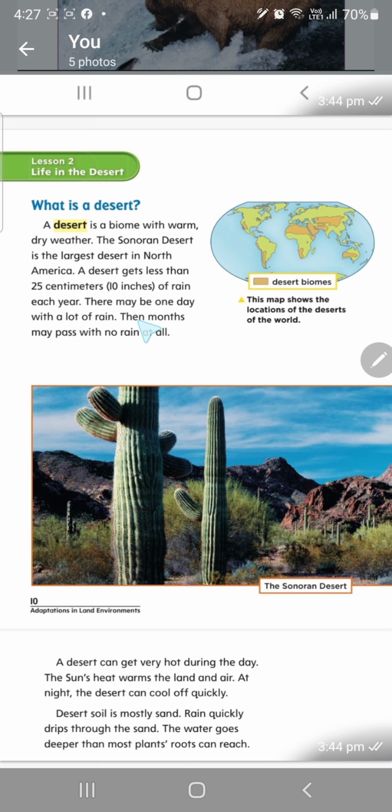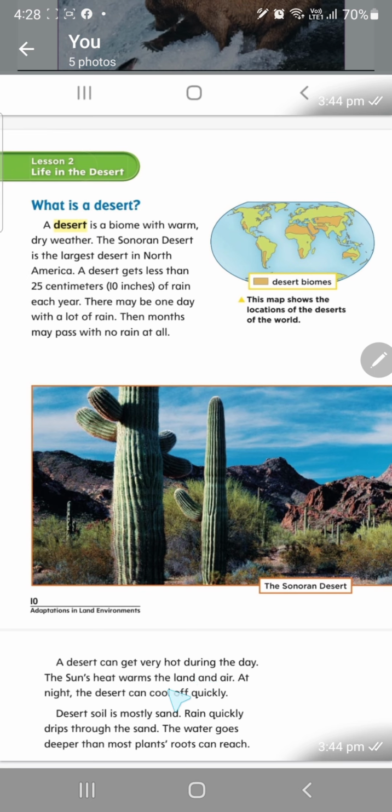Then months, drop the th, months may pass with no rain at all. That's why plants need long roots to get water. The kind of what? Adaptation. Awesome.